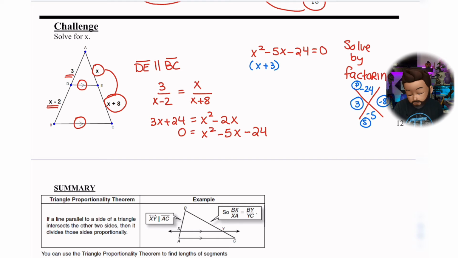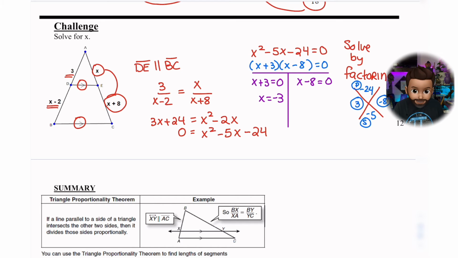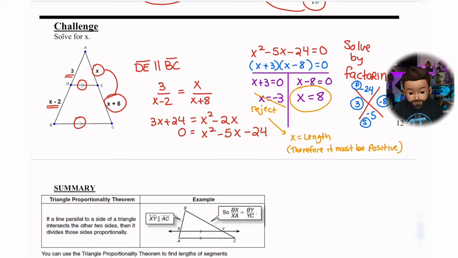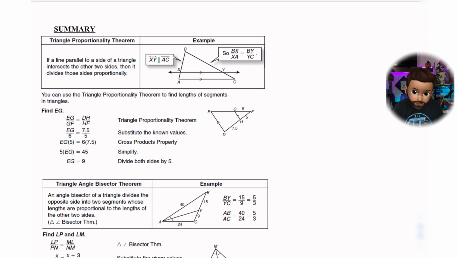Here we get numbers that will have opposite signs. One's 3 and one's negative 8, making the factors x plus 3 and x minus 8 equals 0. What we're doing here then is solving the equation by setting each factor equal to 0 and solving for x. Now, since x here represents a length, we reject the negative value that comes out of this. In another context, we might consider keeping the negative values.